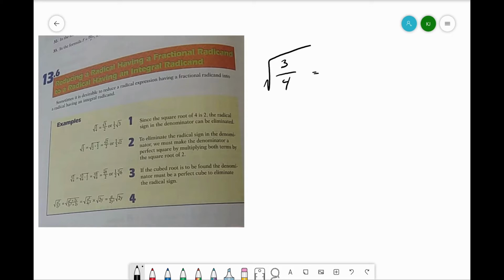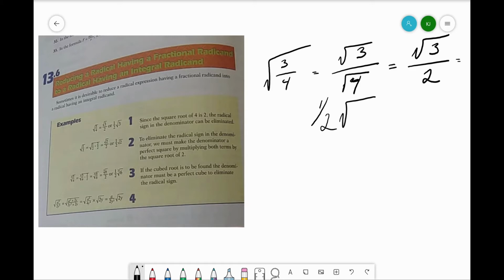Since the square root of 4 is 2, the radical sign of the denominator can be eliminated. So we can basically go, well, this is the square root of 3 over the square root of 4, which can then be reduced down to 3 over 2. And then what we can do is, if we extract it, then we're going to have 1/2 times the square root of 3. Alright?